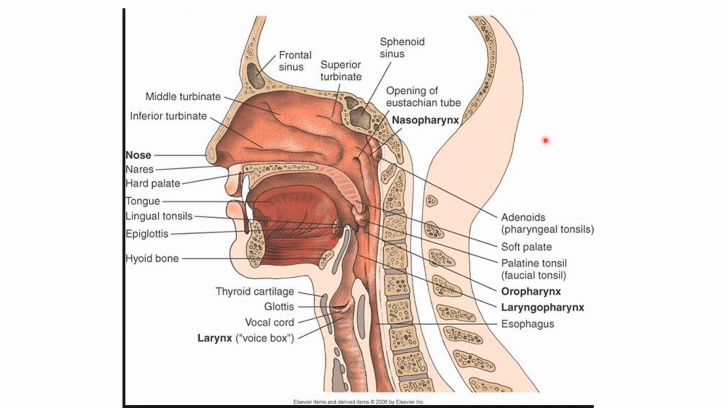Some of these other terms I don't really care if you know about. The adenoids are part of the lymphoid system. They're structures that house a lot of white blood cells. The soft palate is this very floppy area that helps separate the nasopharynx from the oropharynx. What else do we have? We have the larynx here, which we'll look at a little bit more in detail, which is otherwise known as the voice box.